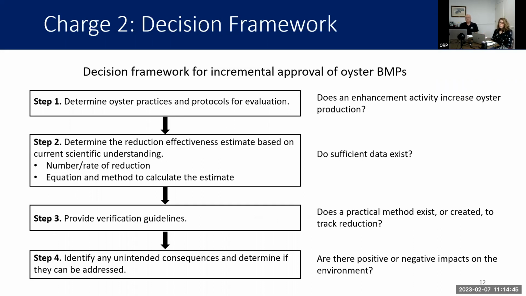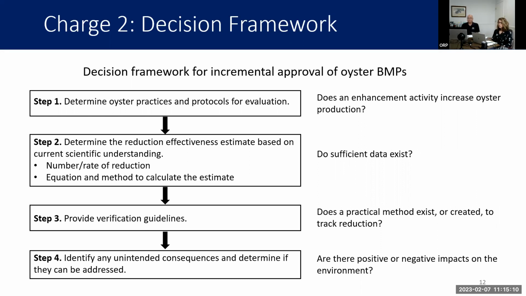So in their first report, the panel published their decision framework for incremental approval of oyster BMPs. So just briefly, the decision framework goes through four main steps. The first is the panel determines oyster practices and crediting protocols or mechanisms by which oysters are removing nutrients for evaluation. So the panel asked, does an enhancement activity increase oyster production?